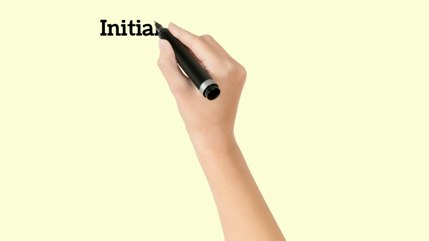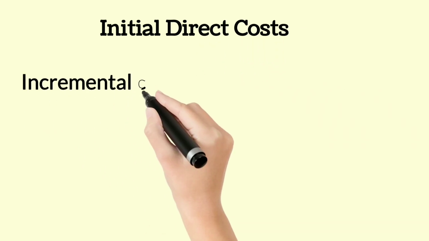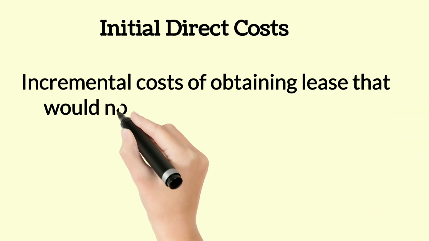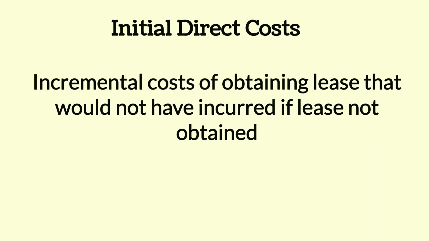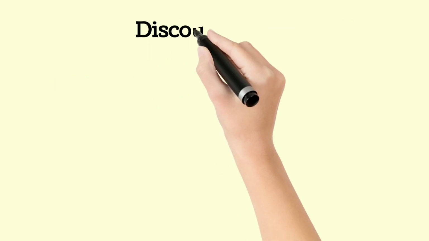Also, we are required to calculate the initial direct cost, which is referred to as the incremental cost for obtaining a lease that would not have been incurred if the lease had not been obtained. For example, the legal fees which are paid for services rendered before the execution of the lease. While calculating the cost of the ROU asset, we will have to add this initial direct cost to the lease liability.